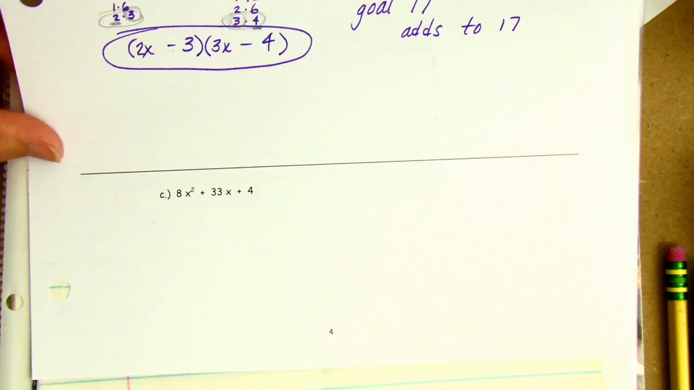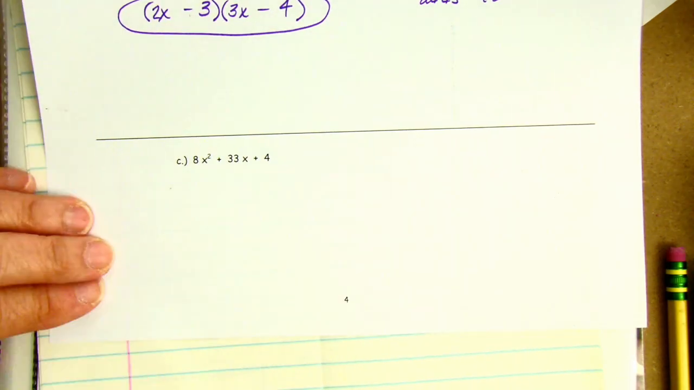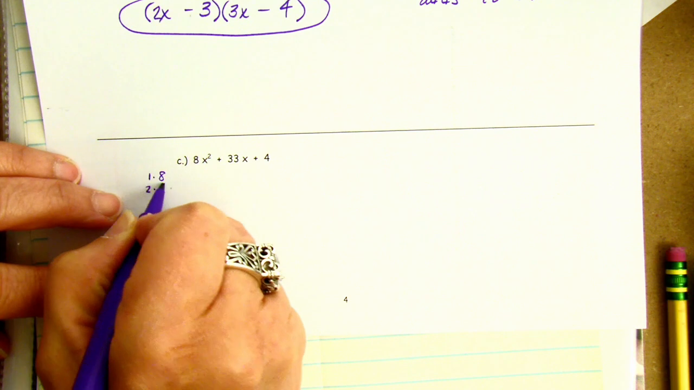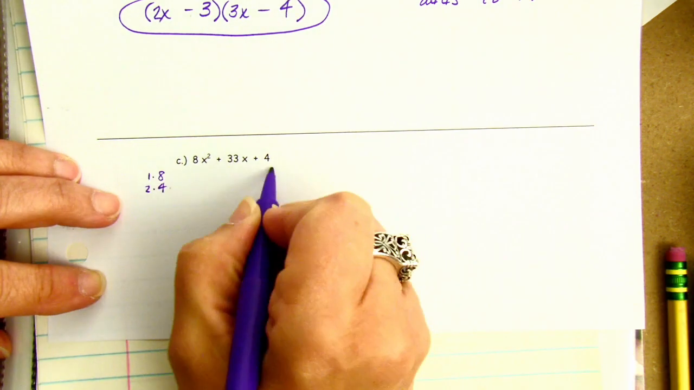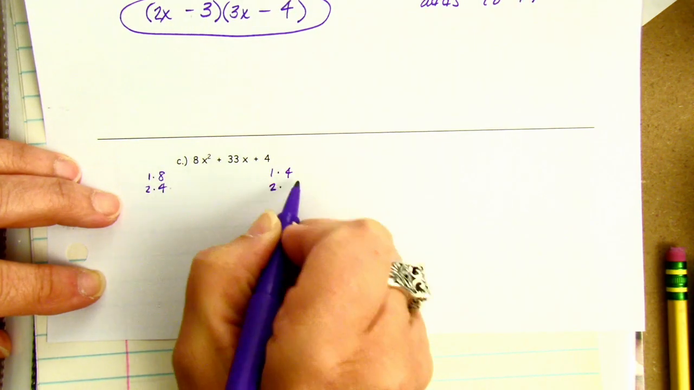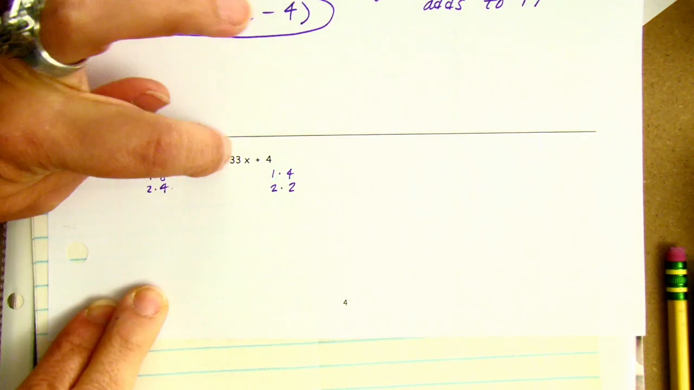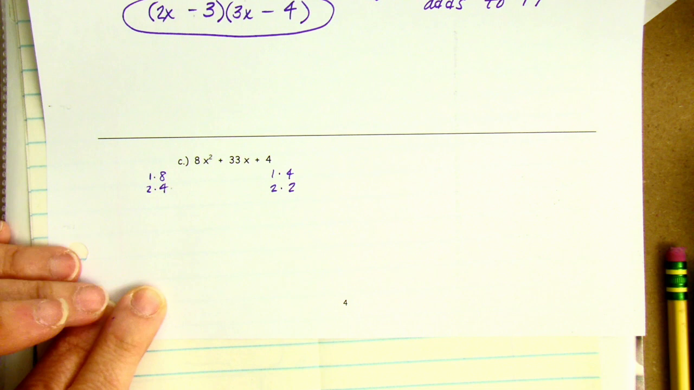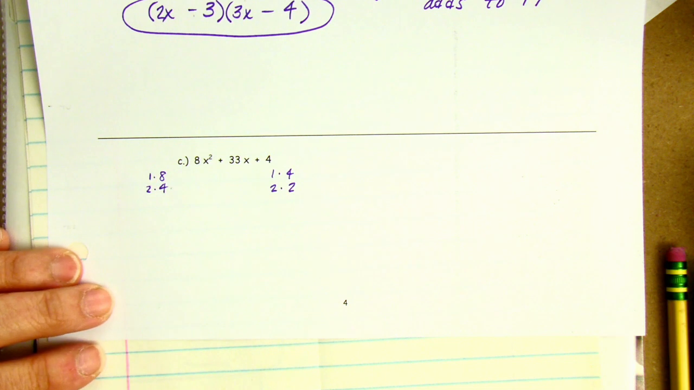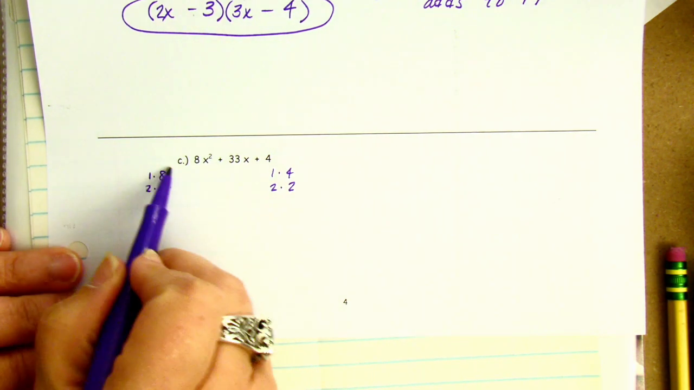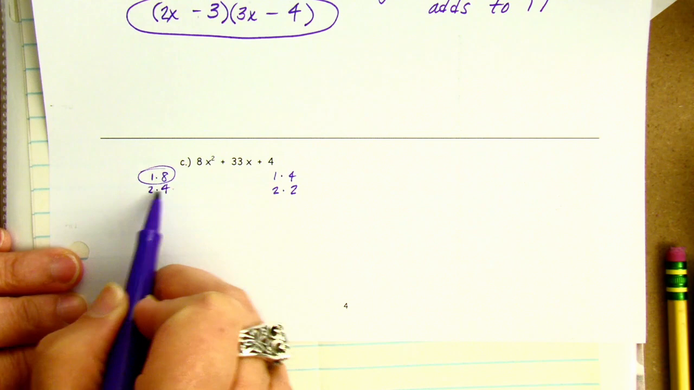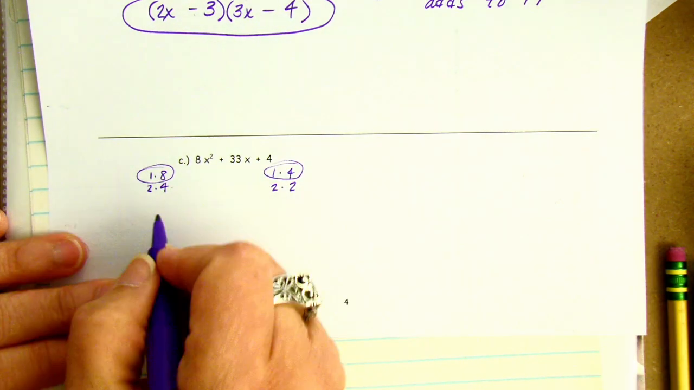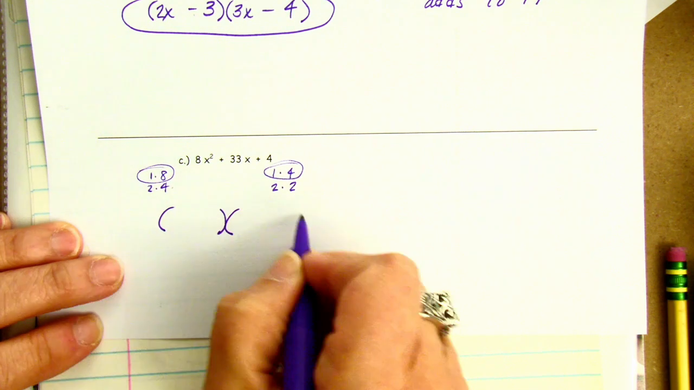Okay, and the last one. We got 8 here, so I got 1 times 8 or 2 times 4. And 4, that one's not so bad. 1 times 4 or 2 times 2. You see how this 33 is much bigger than the 8 and the 4? So I'm thinking it's going to be some factors that are farther apart. You know, 1 and 8 are farther apart than what 2 and 4 are. And 1 and 4 are farther apart than what 2 and 2 are. So let's check and see if this is the case.